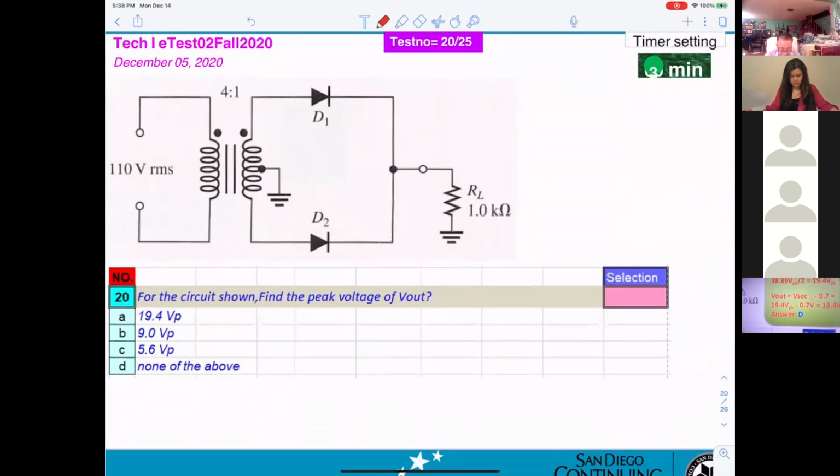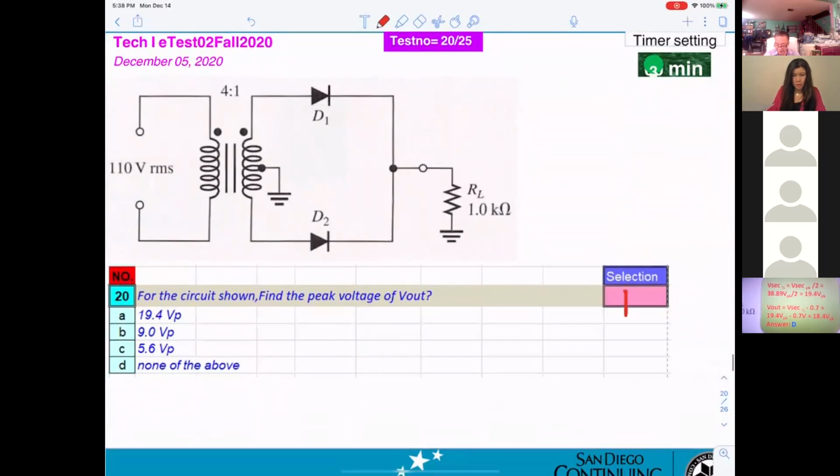Find the peak voltage of V out, number 20. I got D, none of the above. D. That means after you do the calculation, you didn't see any matching A or B or C, because you're missing the voltage drop across the diode. Yeah. Right. If you don't know, just select none of the above.